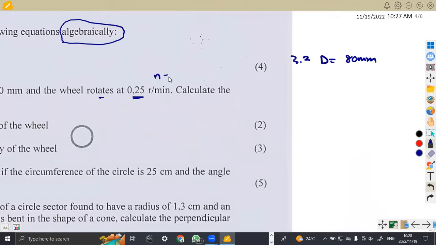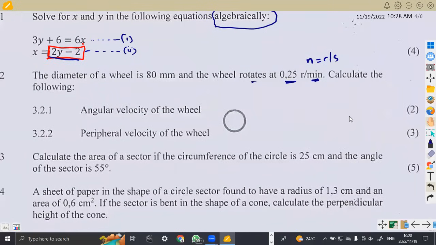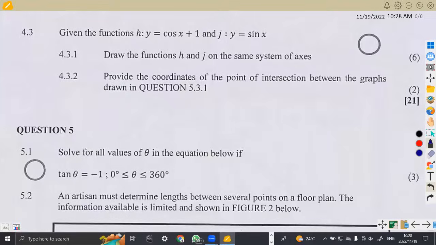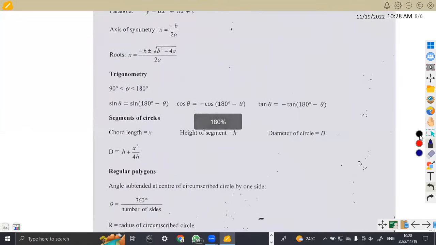but we know that our n is supposed to be in revs per second. So for this n to be in revs per second, since it is per minute, we divide by 60. So it was going to be 0.25 over 60, which is now revs per second. So this is the information that we have for now. The first question was for us to calculate the angular velocity of the wheel. On this one, if you've forgotten, please use your formula sheet. On the formula sheet, we are given, let me do this.